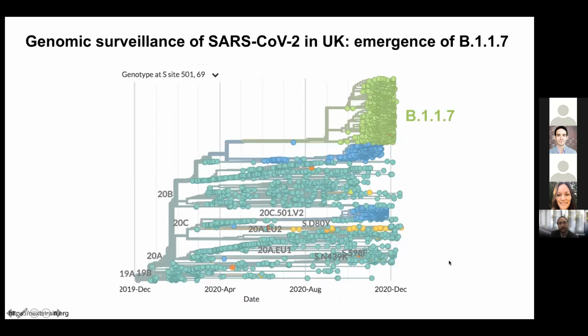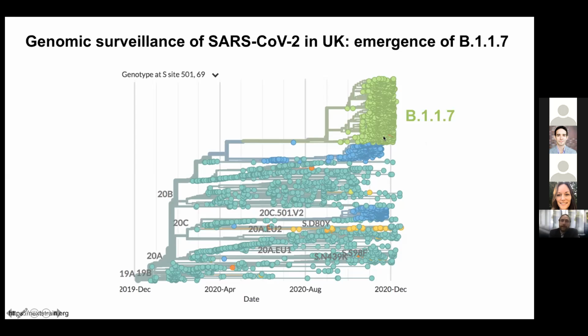It was this type of genomic sequencing diagnostic testing that allowed us to appreciate the emergence of B117 in England over the past couple of months. You can see B117 here in lime green, and you can appreciate its emergence starting kind of at the end of August and then taking off. We now know that that is because of increased transmissibility of this particular variant.